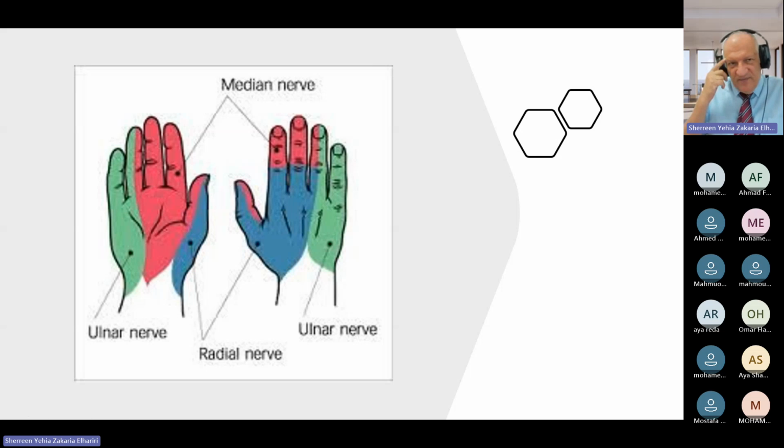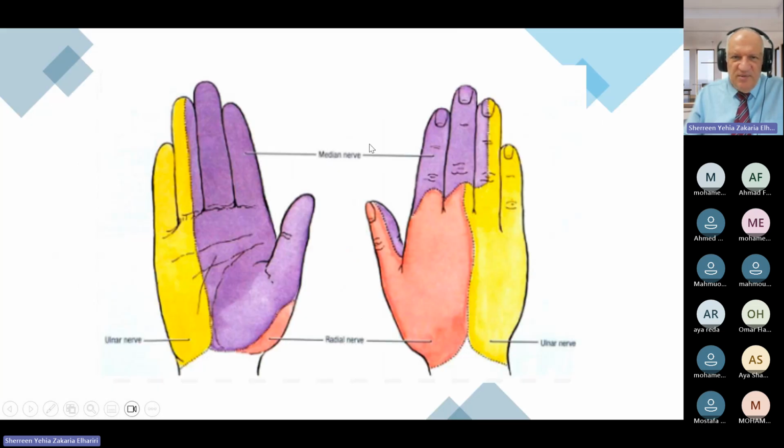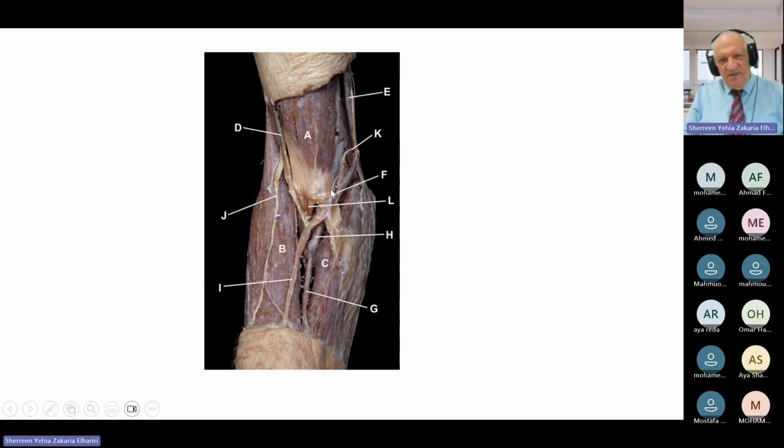Innervation of the hand is very important. So the ulnar nerve, the radial nerve distribution; the tip of most of the fingers is supplied by the median nerve, except the little finger and half of the ring finger. So it is important to know the innervation also, the same dorsal and ventral.